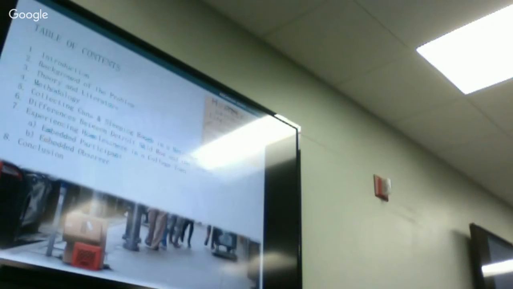The table of contents for my dissertation is these 8 chapters, the basic chapters of intro, background, theory, methods. Then chapters 5 through 7 is me conducting the methods, gathering data, and looking for themes. And the conclusion's rather brief.